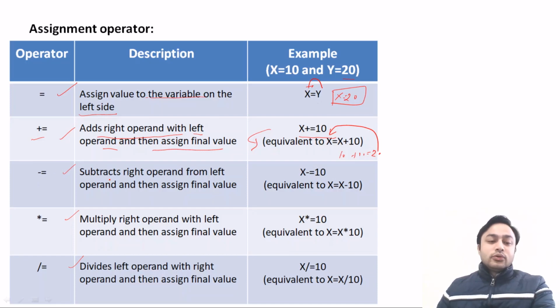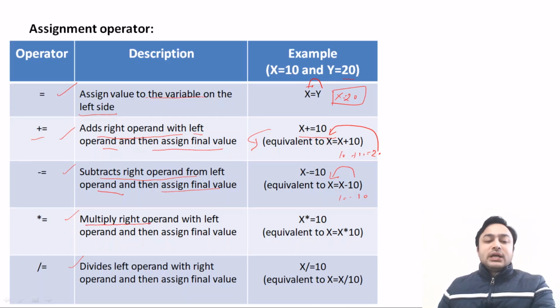Similarly, in this case also, it will subtract the right operand from the left operand, then assign the final value, that is x equal to x minus 10. That is 10 minus 10, the output will be 0, and it will be stored in this variable.